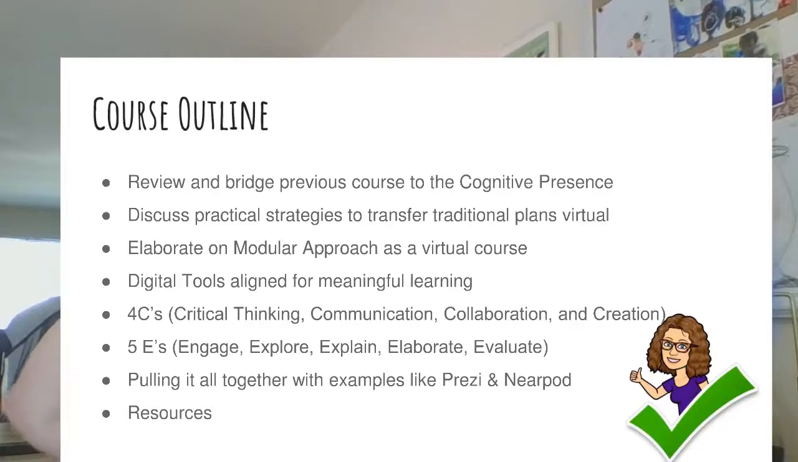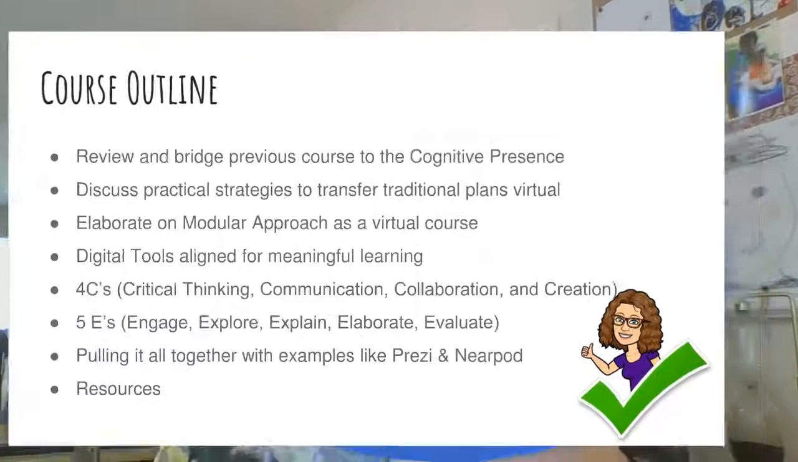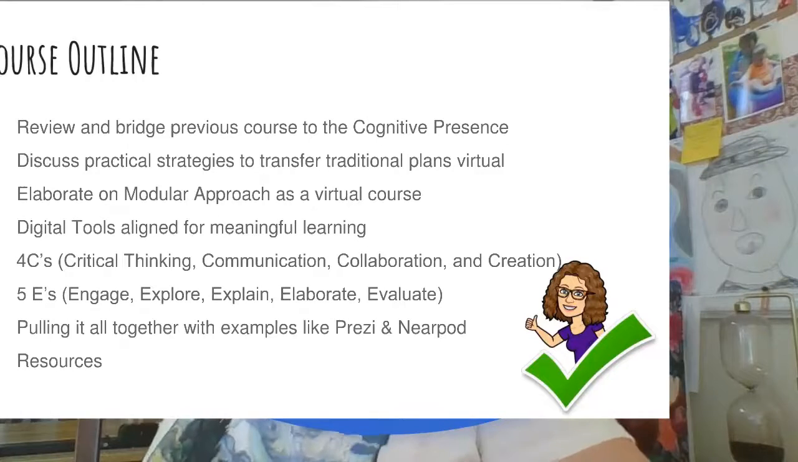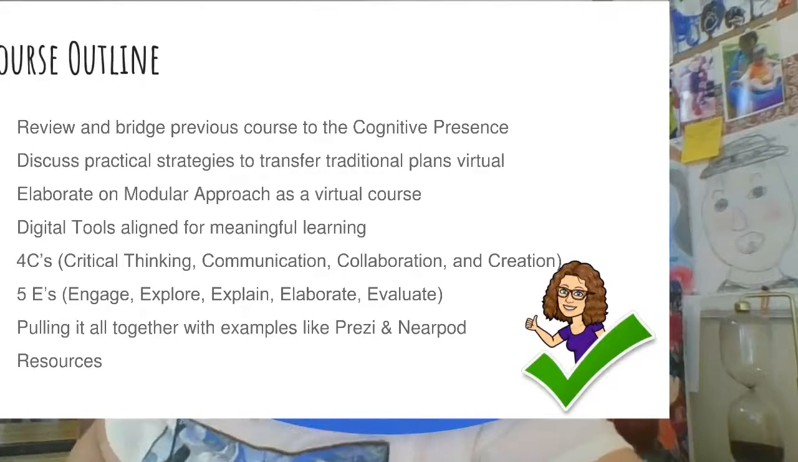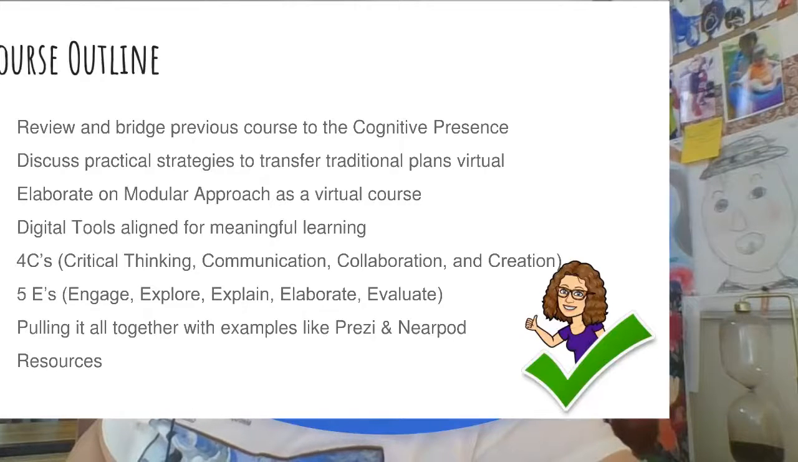So our outline for today then will be review and bridge previous course that we had to this one. We're going to discuss practical strategies to transfer our traditional plans to a virtual plan. We're going to elaborate on a modular approach as a virtual course. Digital tools will be aligned for meaningful learning. We're going to discuss that a bit. We'll go over the 4 C's and 5 E's as they apply to hybrid and digital learning. And we're going to pull it all together where I'll give you an example using this tool, Prezi. And there's other resources too. One that I'll focus on is Nearpod, but then you'll have a whole slew of stuff to investigate on your own.